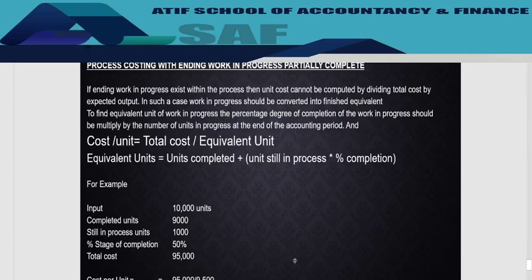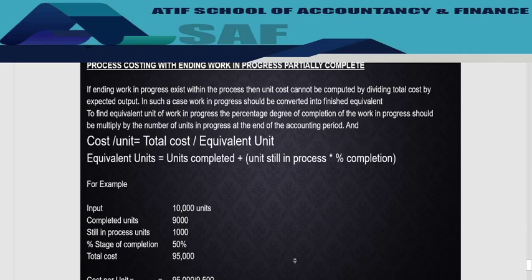Now the next thing, process costing with ending work in progress partially completed. If ending work in progress exists within the process, then unit cost cannot be computed by dividing total cost by expected output. In such a case, work in progress should be converted into finished equivalent units. To find equivalent units of work in progress, the percentage degree of completion of work in progress should be multiplied by the number of units in progress at the end of the accounting period.